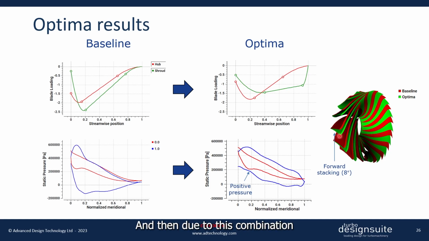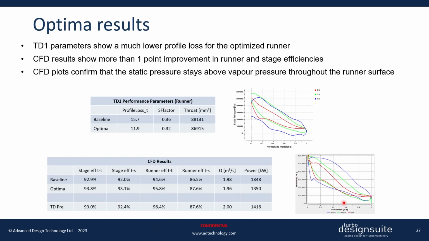And then due to this combination of aft loading at the shroud and this forward stacking, the surface pressure jump is reduced in the front portion of the runner compared to the baseline, which eventually results in a positive pressure throughout this area, just basically eliminating the risk of cavitation in this region. And then here are the results for the optimized runner, and it's interesting to see the effect on the Turbine 1 performance parameters, where there is a significant reduction in the total profile loss as a result of the optimization, with only a slight change in the throat area.